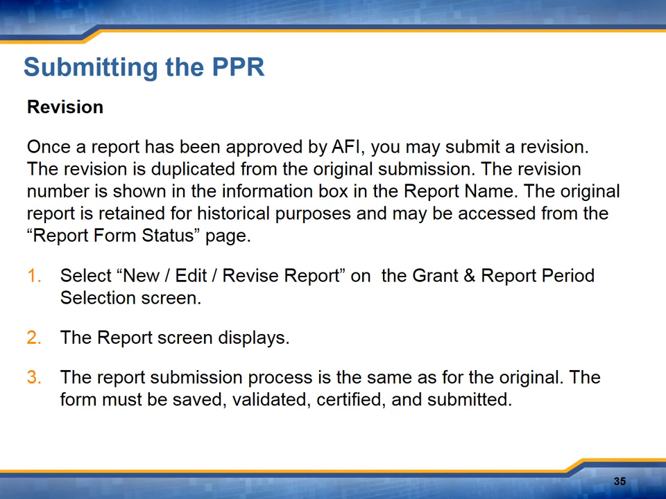Once a report has been approved by AFI, you may submit a revision. The revision is duplicated from the original submission. The revision number is shown in the information box in the report name. The original report is retained for historical purposes and may be accessed from the report form status page. To submit a revision, select New, Edit, Revise Report on the Grant and Report Period selection screen. The report screen displays. The report submission process is the same as for the original. The form must be saved, validated, certified, and submitted.